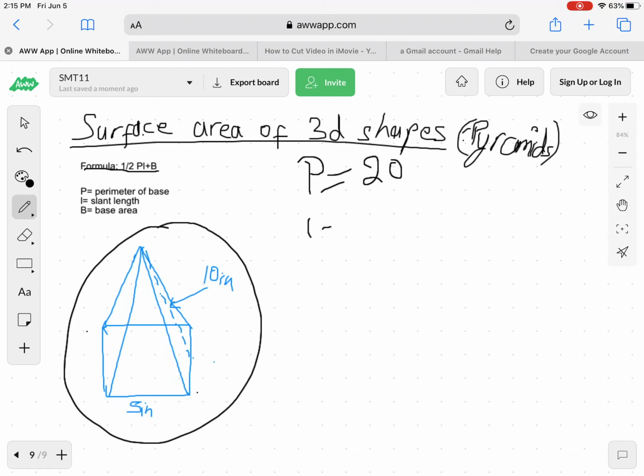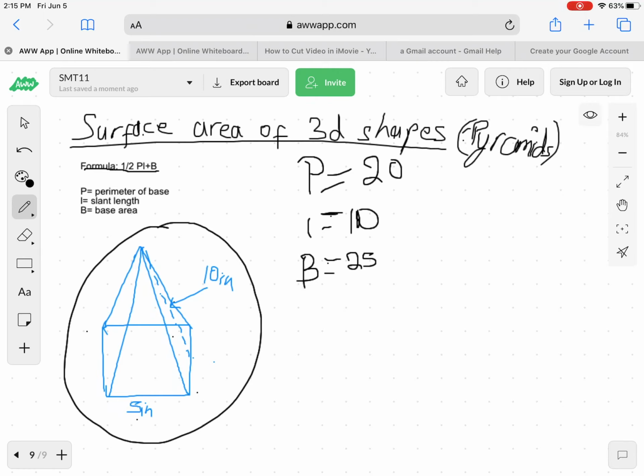L is the slant length, which is the triangle's height. So in this case, it's 10, as you can see this dotted line showing us. And the base area would be the side length times the side length, because it's a square. But if it was a different shape, then you would have to apply that shape's formula. In this case, this would be 25.